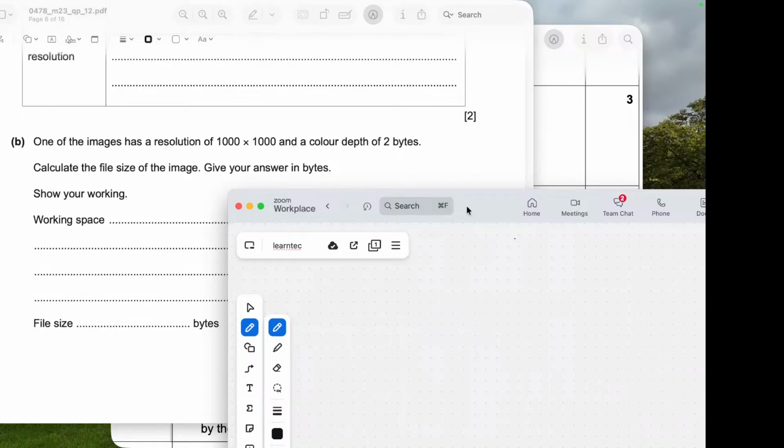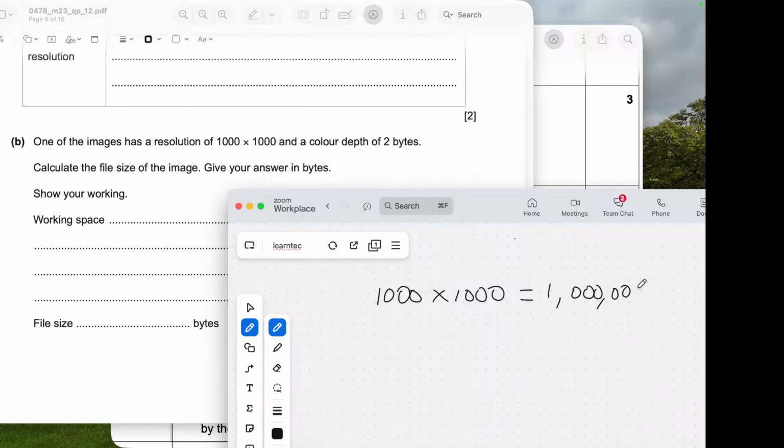Okay, let's think about how we're going to work this out. It's a fairly easy calculation, even for me, and my maths is really bad. We've got 1,000 by 1,000 resolution. The first thing to do is always find out how many pixels you've got. So 1,000 times 1,000: you just add the zeros on, and that gives you 1,000,000.